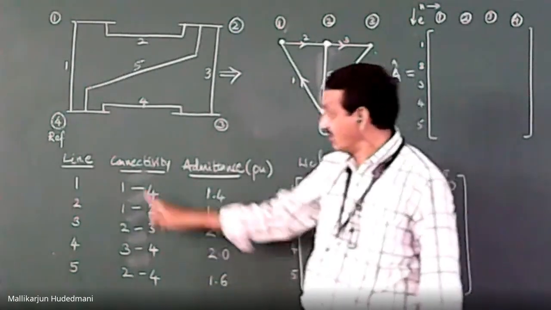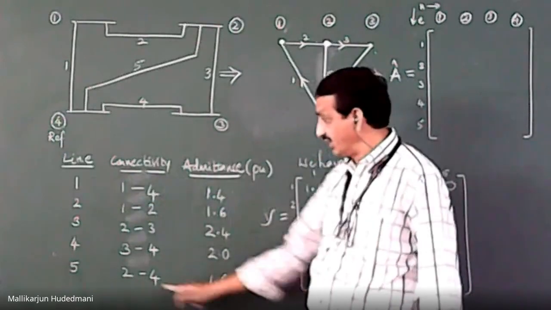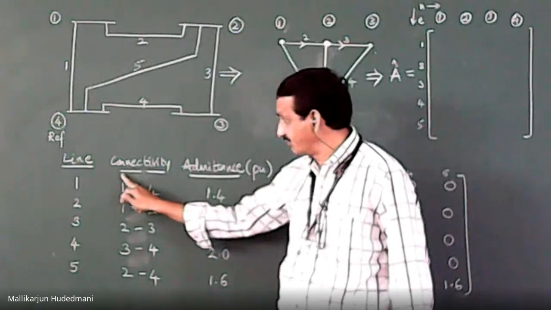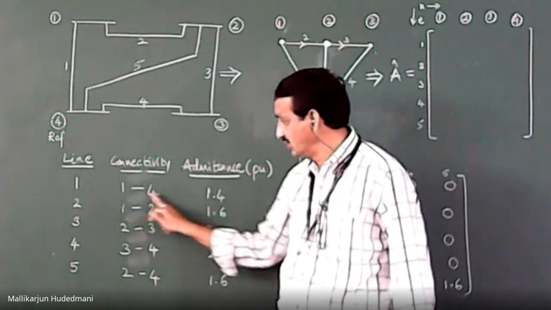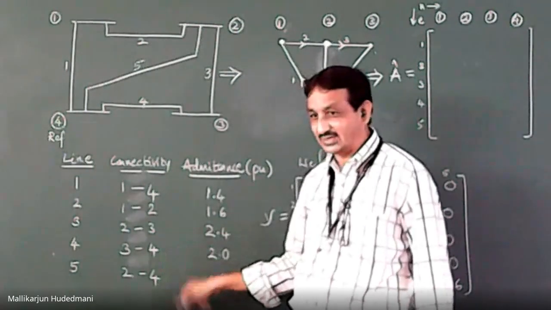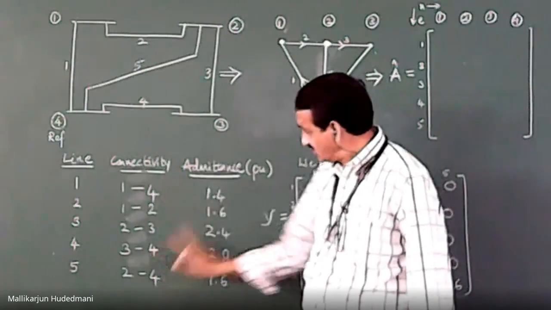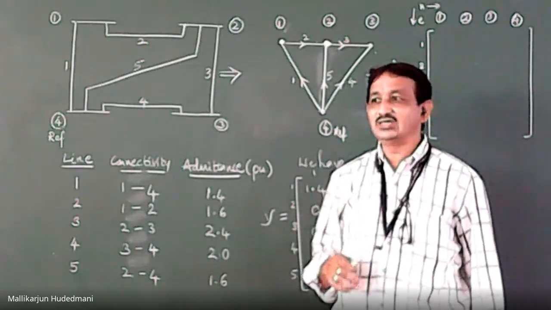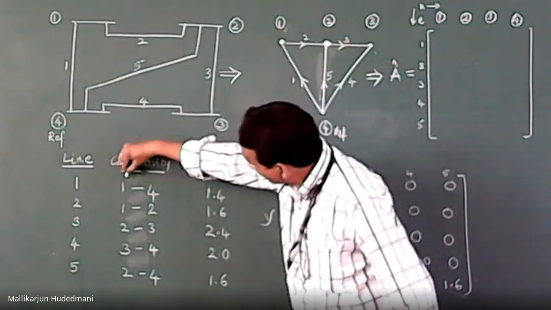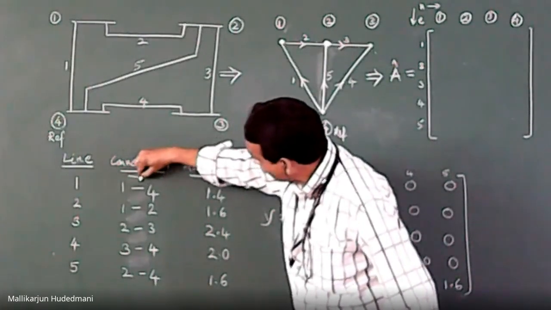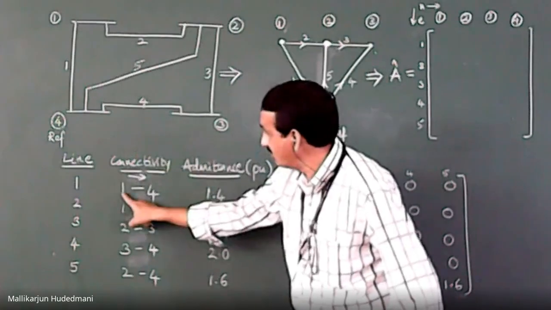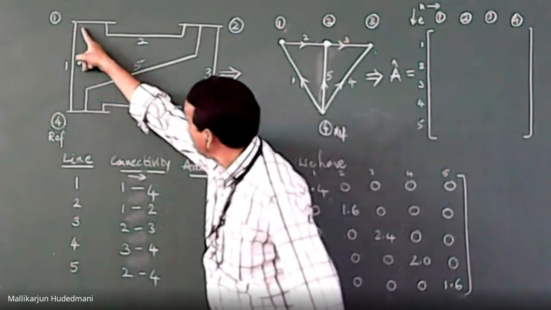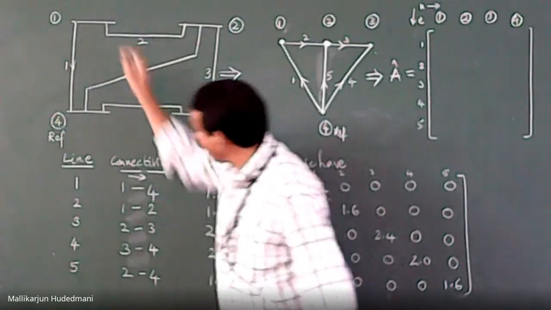The first method is from the table of connectivity, where from bus to bus, like bus 1 to 4, it's called from bus to bus. From this we can understand the connectivity. How can we take advantage of this? The easy way is you can give the arrow from the from bus towards the to bus. Means 1 to 4. 1 is here, 4 is here. You can put the arrow like this.